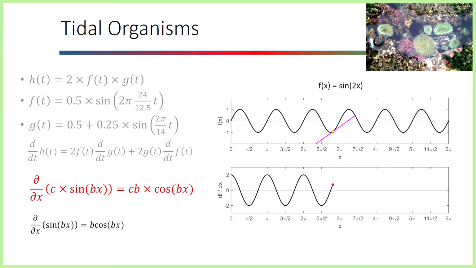A more general equation can be written stating that the derivative of c times the sine of b times x equals c times b times the cosine of b times x. Note that in this equation, c and b are both scalar constants. All right, next let's actually use this important equation to find the derivative of h of t by first finding the derivatives of f of t and g of t.